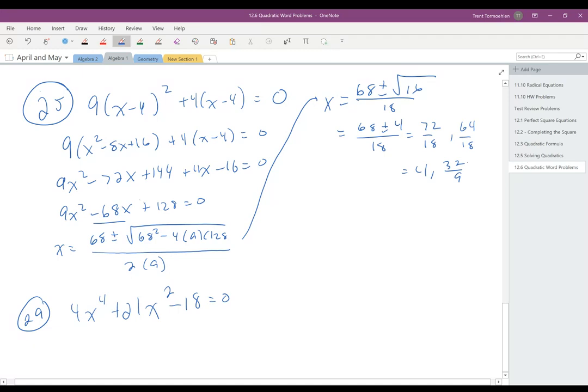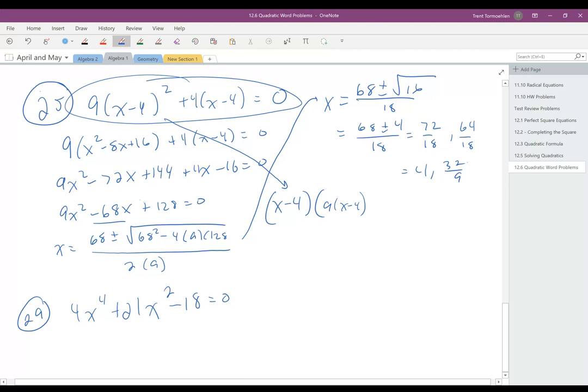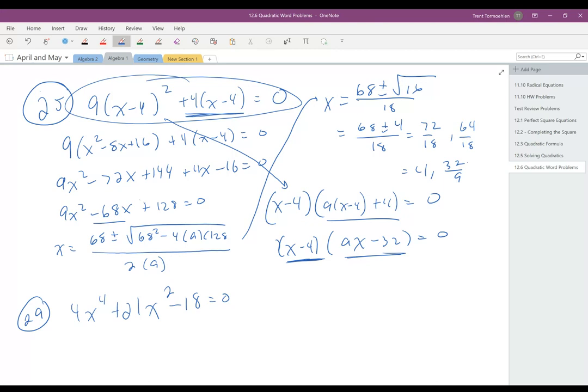The other way you could have done this is you could have started here and factored out an x minus 4. If you did that, what you'd be left with is 9 times x minus 4, and then what's left here is just plus 4. Then we simplify this and we get x minus 4 times 9x minus 32. From there, you can see where you get x equals 4 and x equals 32 over 9. But you certainly could have just used the quadratic formula and gotten to the answer, and that's no problem.